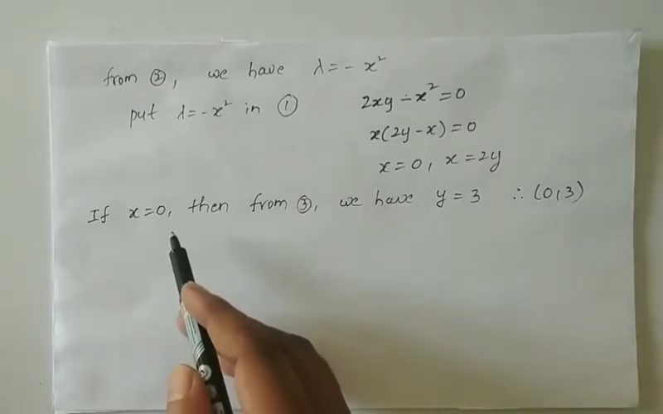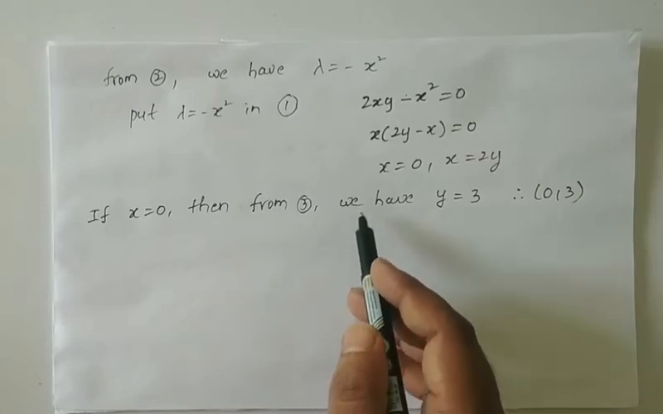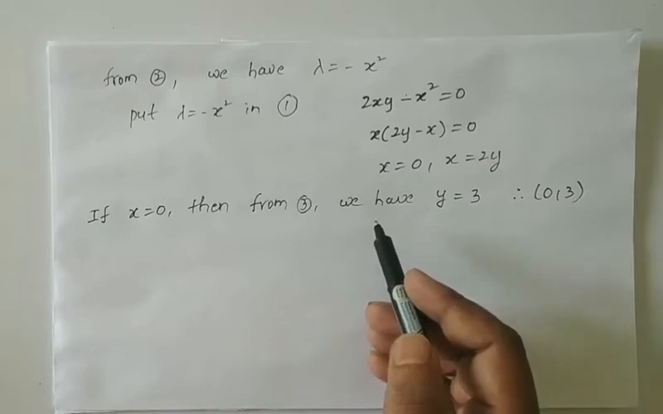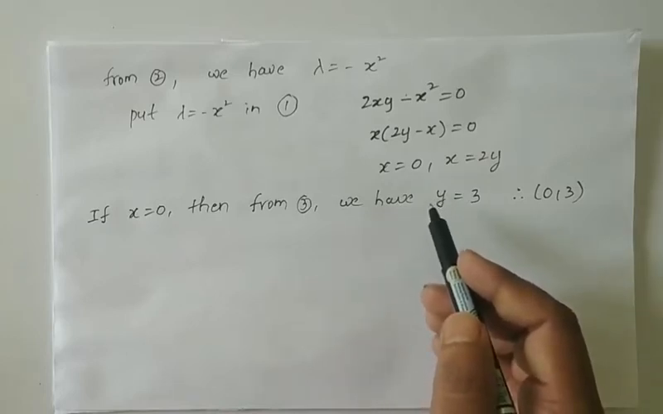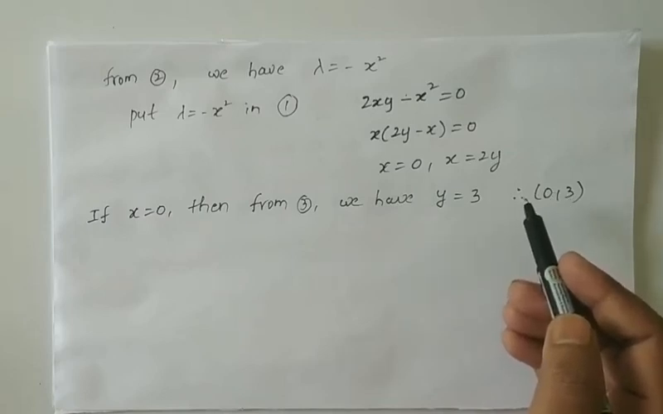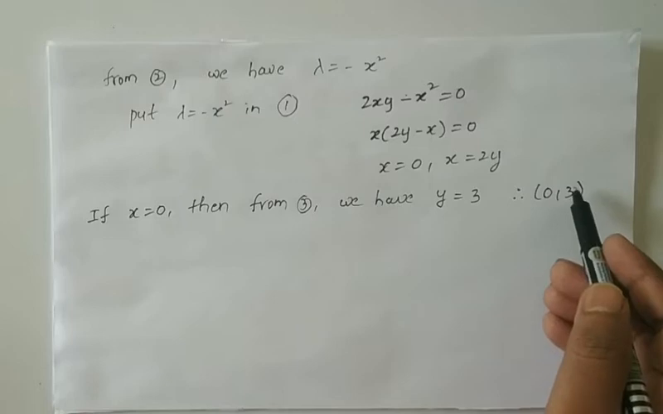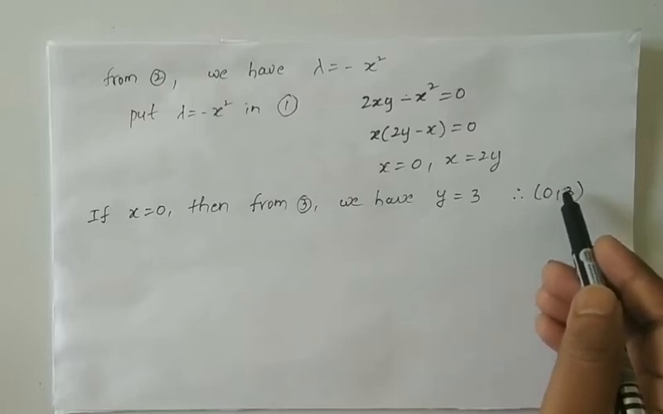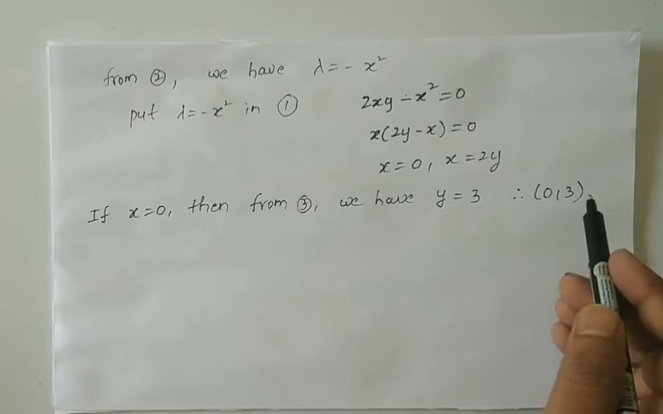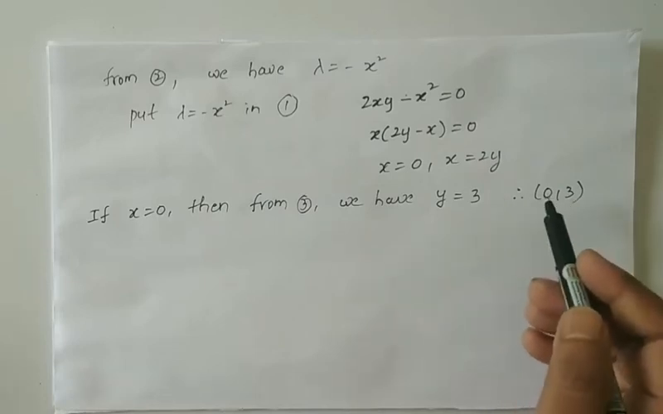Suppose we have a point x is equal to 0, y is equal to 0. Then 0 plus 0 is equal to 3, which is not possible. So we have to choose the points which satisfy the constraint function only. Otherwise, don't take those points.